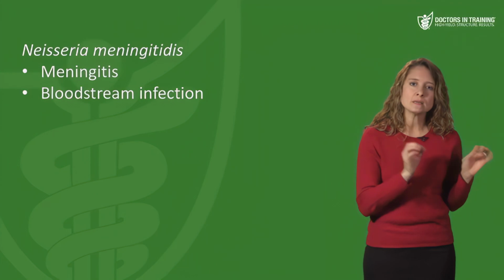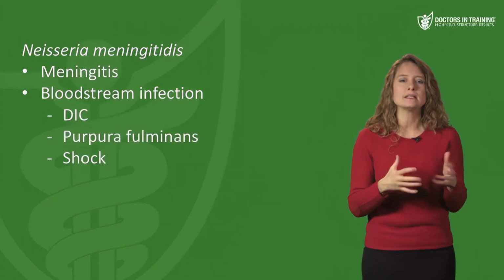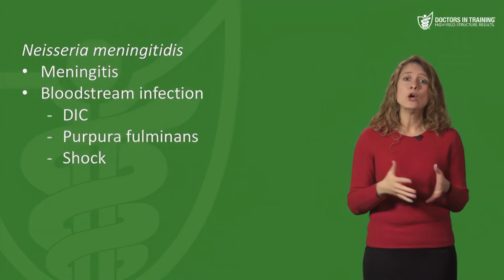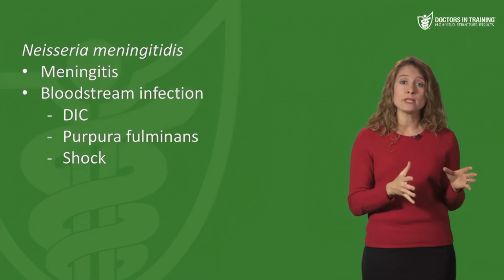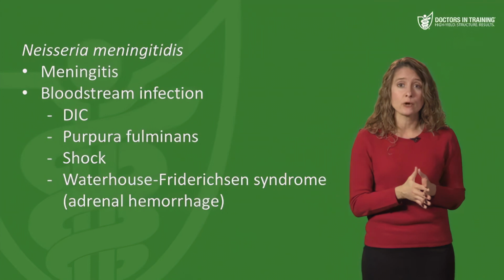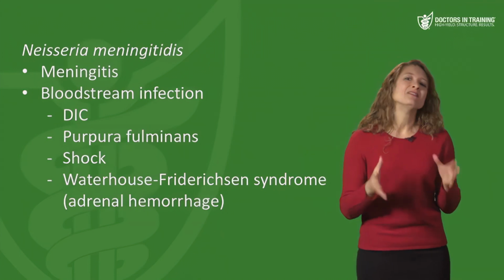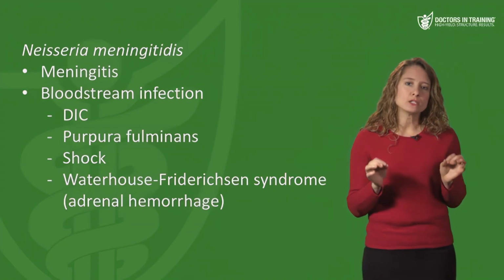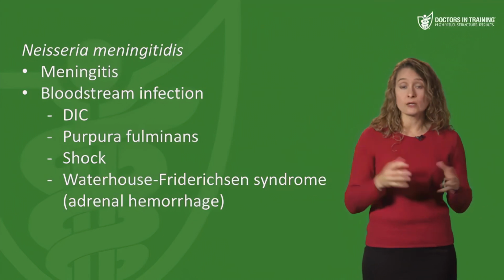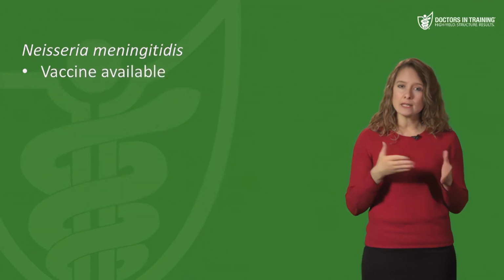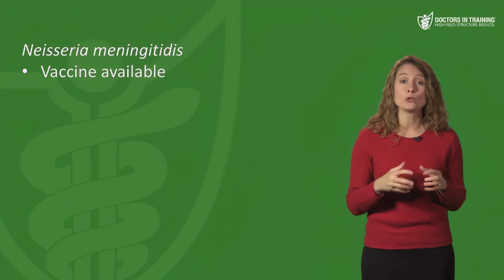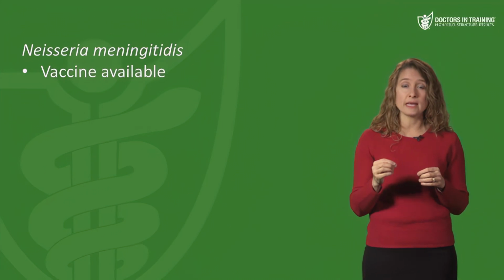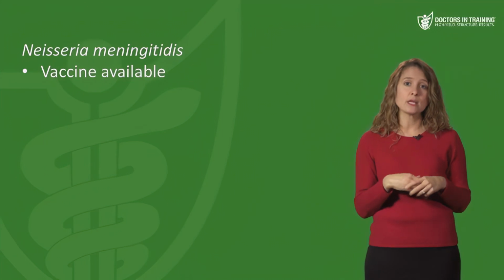When the infection is in the bloodstream, it can cause disseminated intravascular coagulation, purpura fulminans, and shock. Now, it's the disease that's associated with Waterhouse-Friderichsen syndrome. And what's that? Remember that that's an adrenal hemorrhage that's due to overwhelming infection with Neisseria meningitidis. Luckily, there is a vaccine for meningococcus, and recently there has been a new serogroup B meningococcus vaccine licensed for use in the United States.